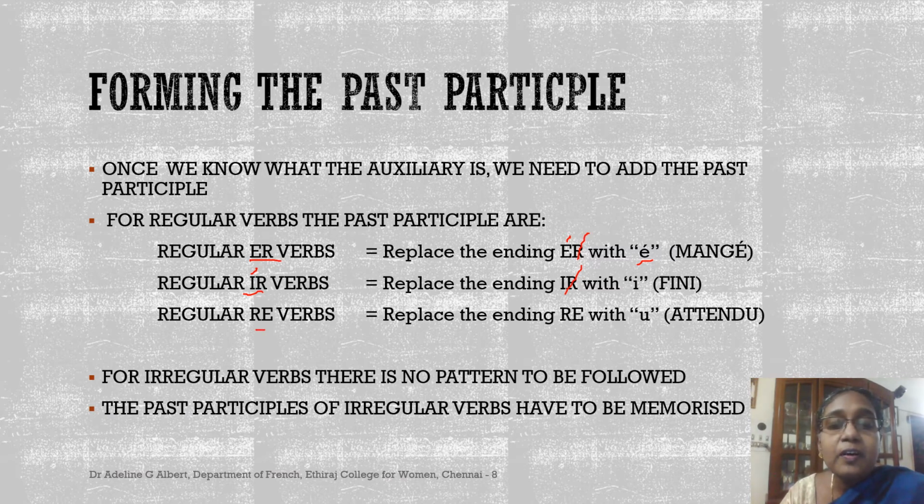Now, what do I do for RE verbs? I take the entire ending and I replace it with the letter U. So my past participle is A-T-T-E-N-D-U. Instead of R-E, I have U.